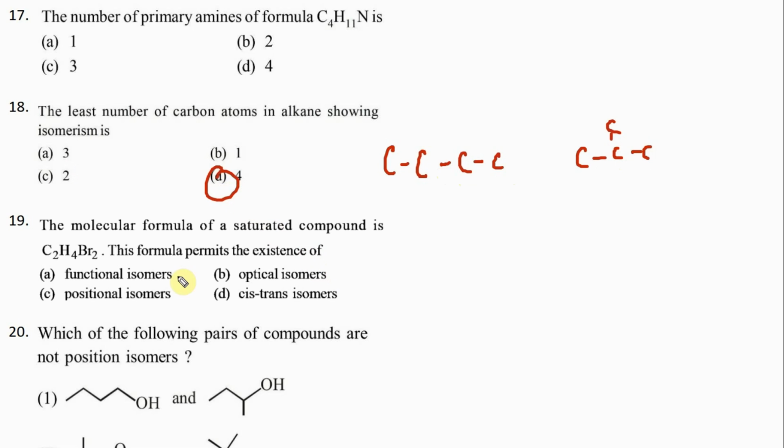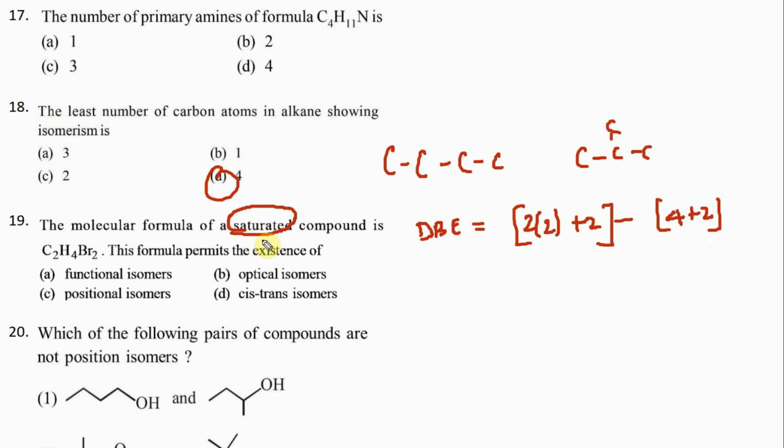The molecular formula for saturated compound is C2H4Br2. So double bond equivalent is 2 into 2 plus 2, minus how much is present? 4 hydrogen, 2 halogen. 2 times 2 is 4 plus 2 is 6, minus 6, so that is 0. So I am not going to have any type of double bond here, and that is why it says saturated.